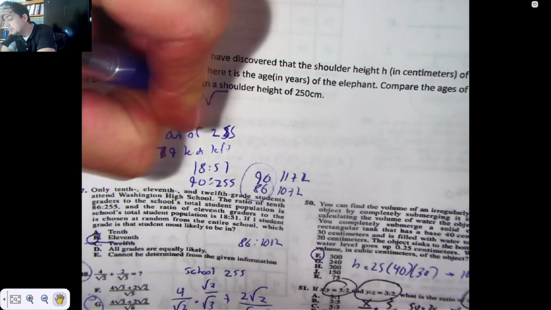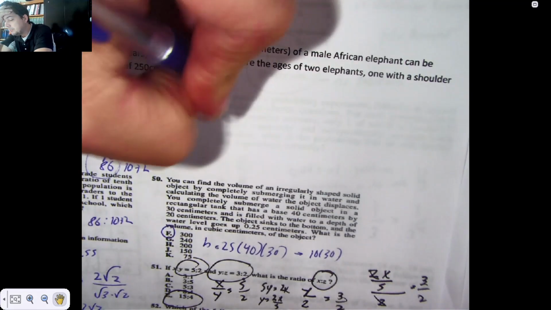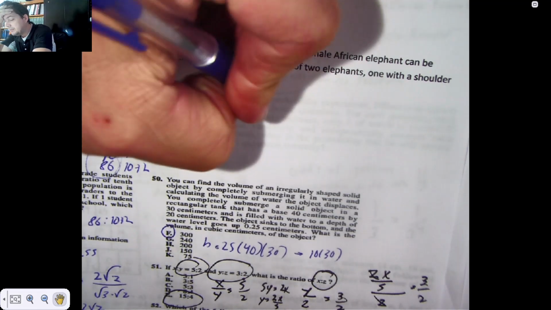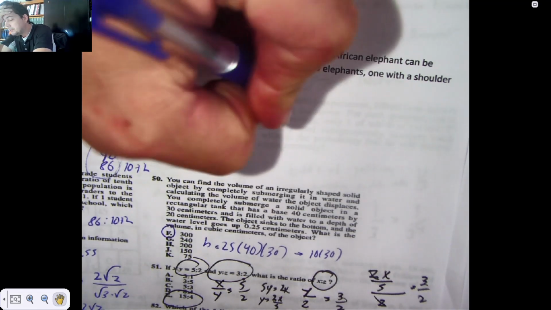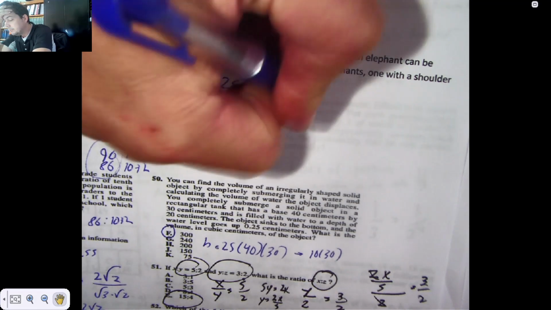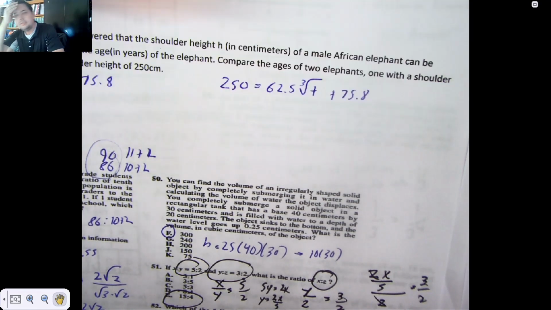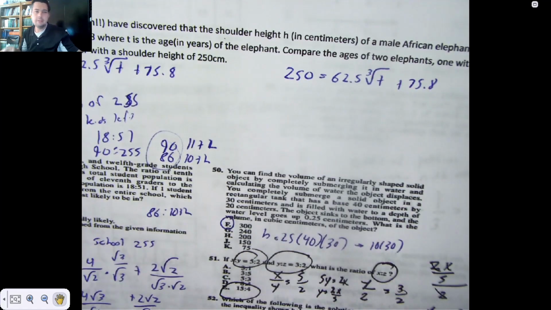150 is 62.5 cube root of t plus 75.8. And the other equation would be the same thing except with a 250. And obviously the one that's 250 centimeters is older, right? And you're just supposed to compare and find their ages. How old are these things?